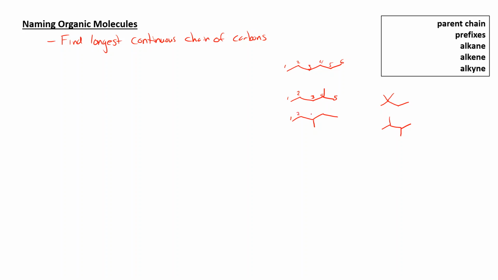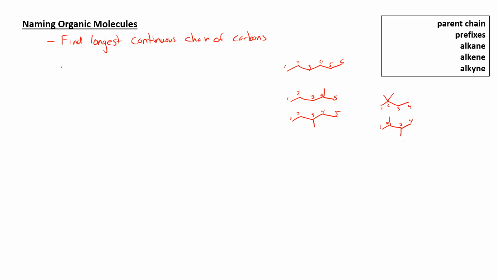Same thing here. 1, 2, 3, 4, 5. And these two examples both have a longest continuous chain of 4 carbons, right? So there's no way to number these that gives us more than 4 carbons in a row. So we have different chain lengths, even though all of these have the same molecular formula.